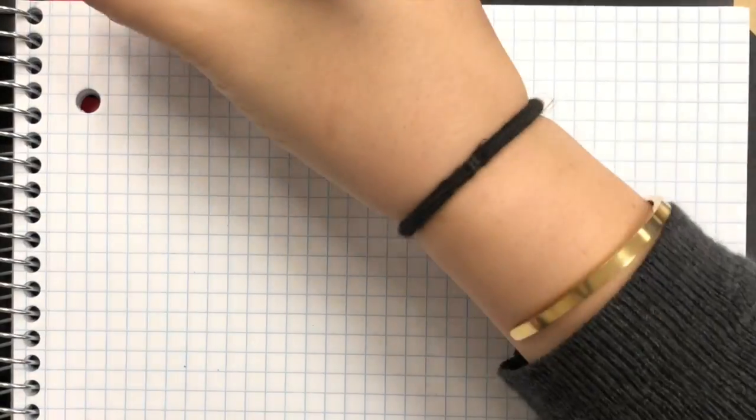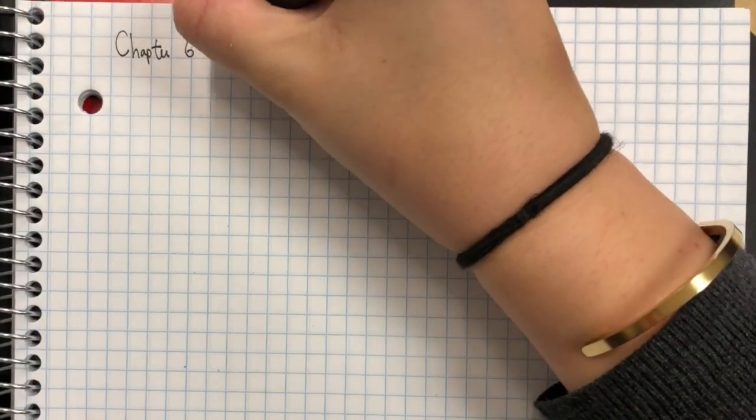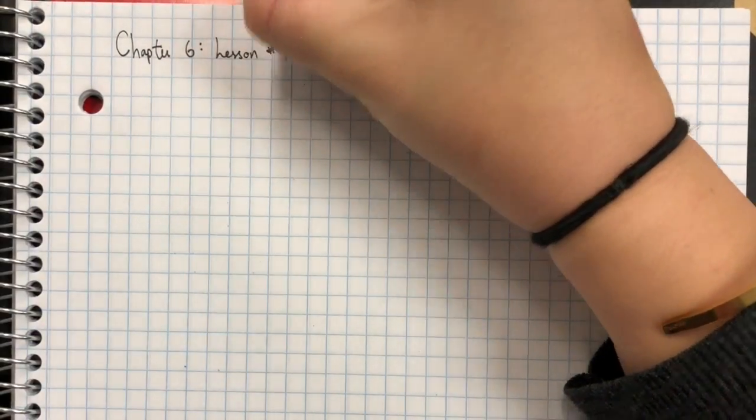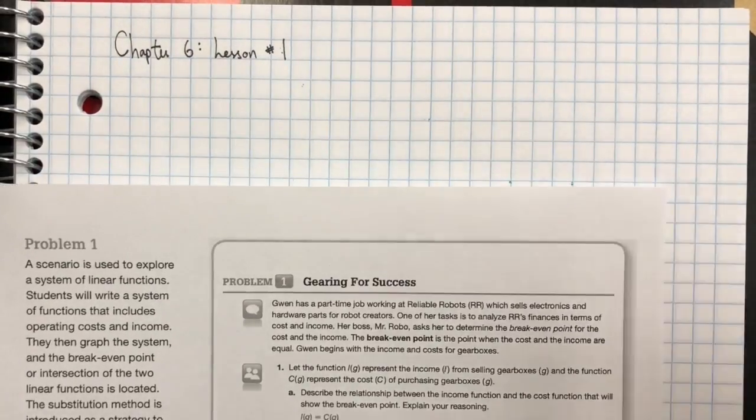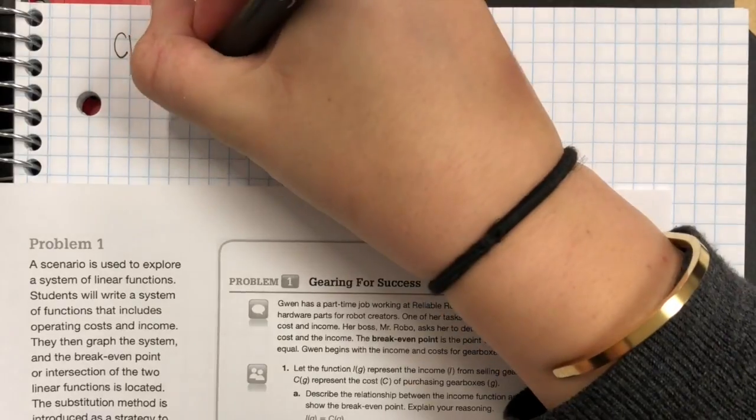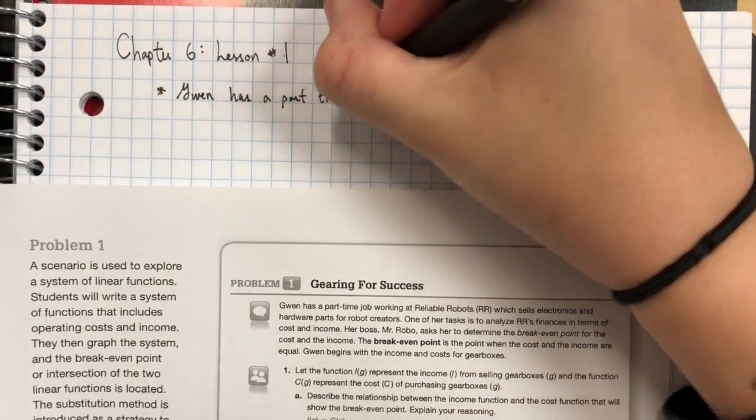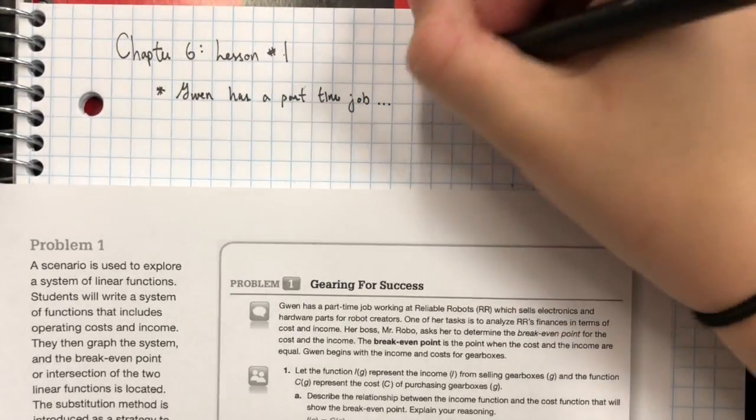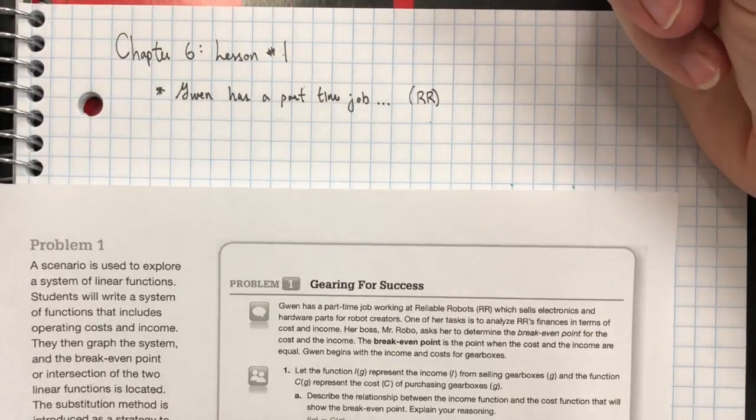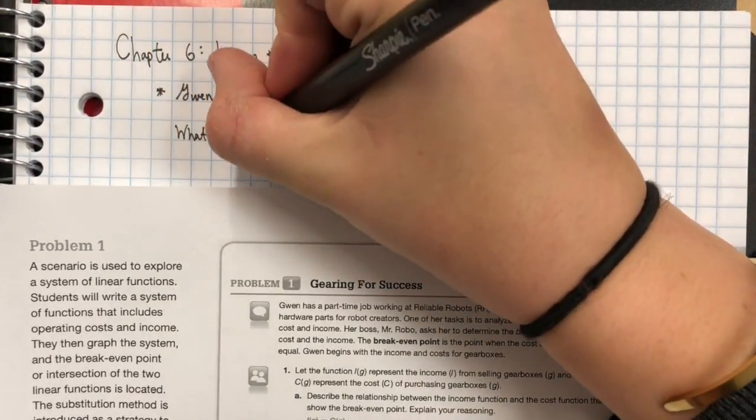Hi everyone, today we're starting chapter 6 and we're looking at section 1, which is going to help us to start to think about systems of linear equations. A system of linear equations is when we have more than one equation that relates to the same set of variables, and there are unique representations of those variables.